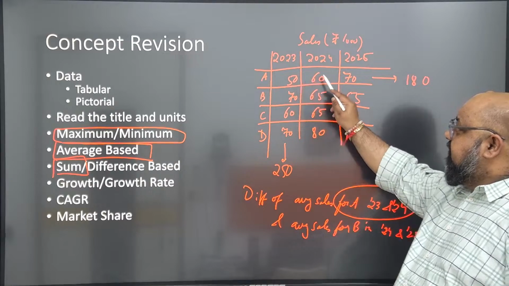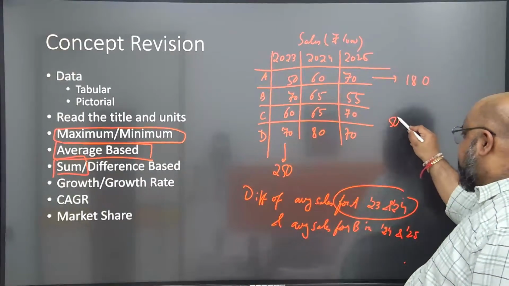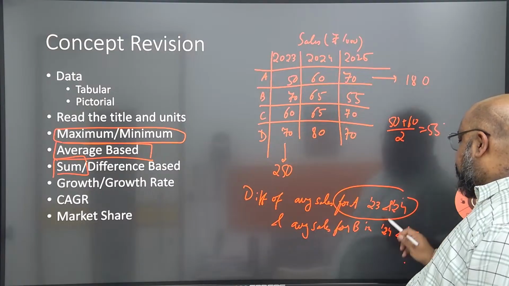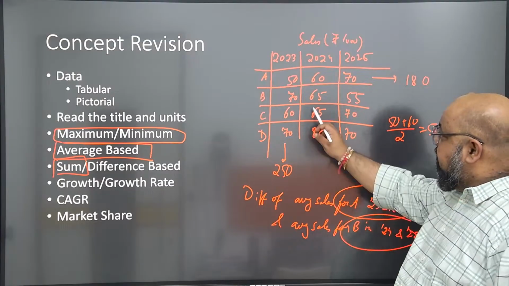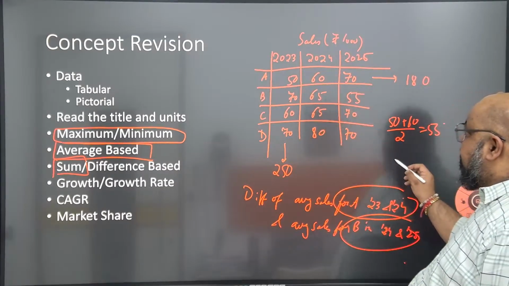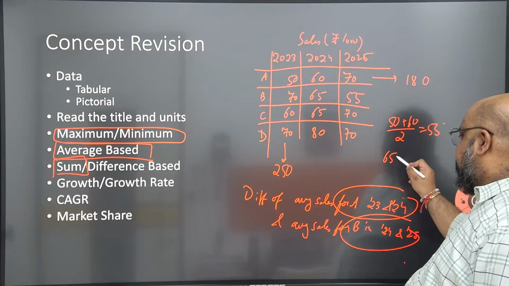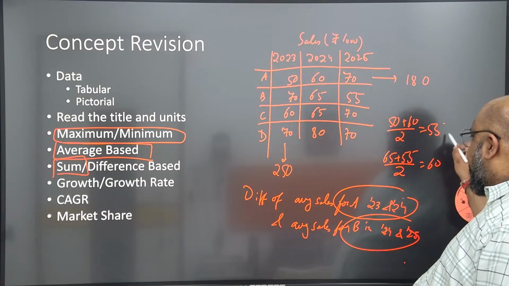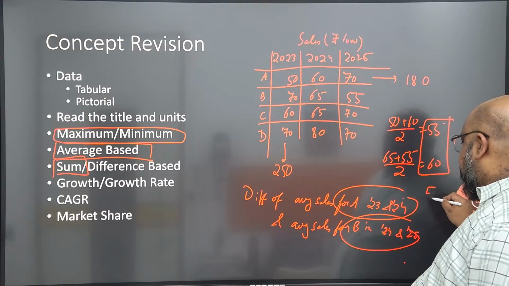A in 23 was 50, 24 was 60, so 50 plus 60 by 2, which is 55. And B in 24 and 25. B in 24 was 65, 25 is 55, 65 plus 55 by 2, which is 60. I have to find the difference between these 2 numbers.